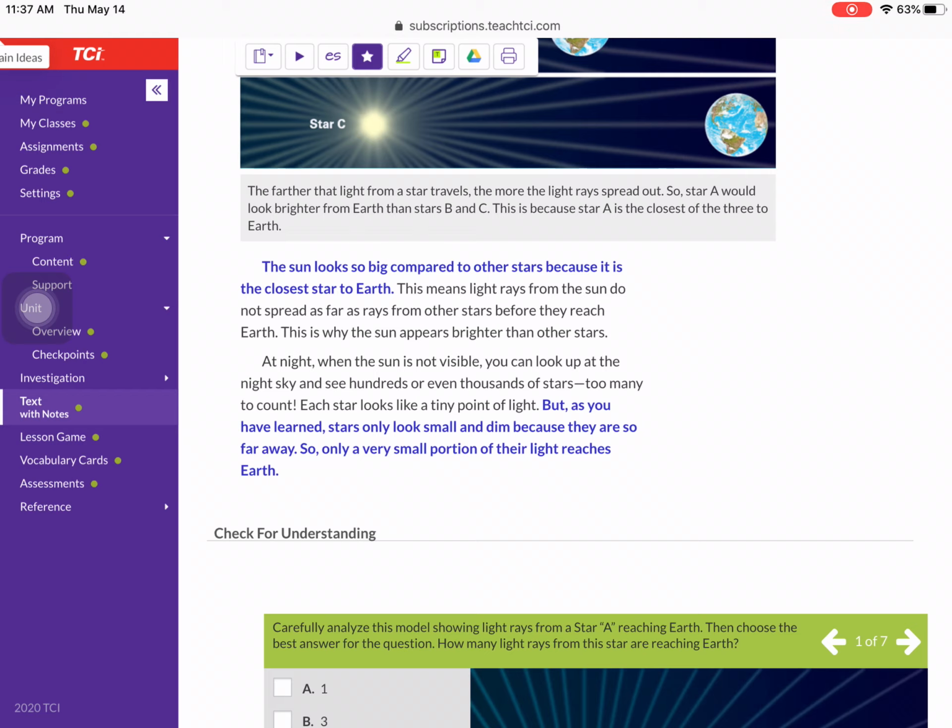At night, when the sun is not visible, you can look up at the night sky and see hundreds or even thousands of stars, too many to count. Each star looks like a tiny point of light. But, as you have learned, stars only look small and dim because they are so far away. So, only a very small portion of the light reaches Earth.